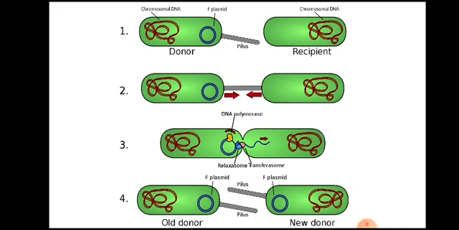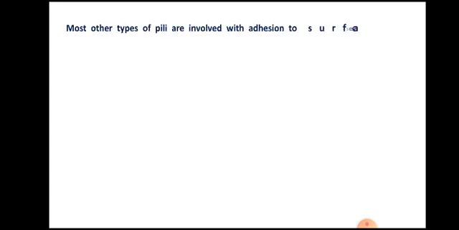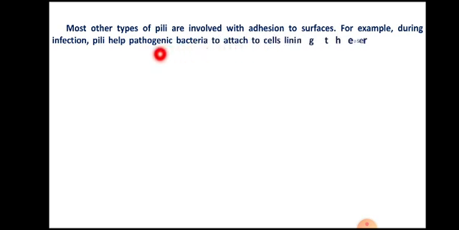This is the process of conjugation in which these pili are responsible for binding to the recipient cell and contraction, so that two cells come together for the transfer of plasmid. So this is how the F pilus helps in the process of conjugation. The other functions of pili are adhesion to surfaces.